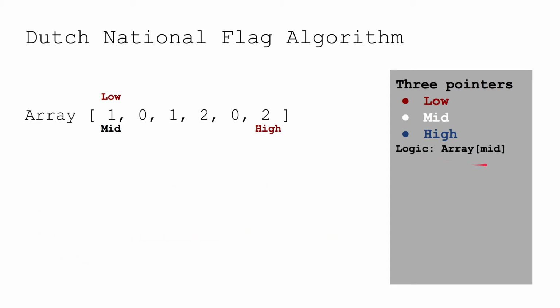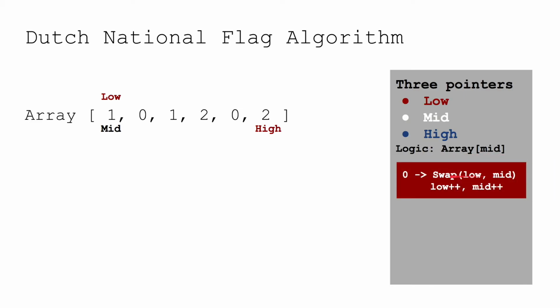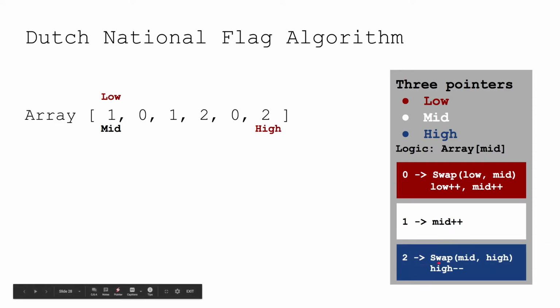So the logic here is that we have to keep a check on the mid pointer. We will always be checking the value at the mid pointer. For example, if the value is 0, we will simply swap the values between low and mid, and we will increment the low and mid pointers by 1. Similarly, if the value is 1, we will simply increment the mid pointer by 1, and if the value is 2, we will simply swap the values between mid and high, and then we will decrement the high pointer by 1. Now we will try to understand how this logic works using a dry run.